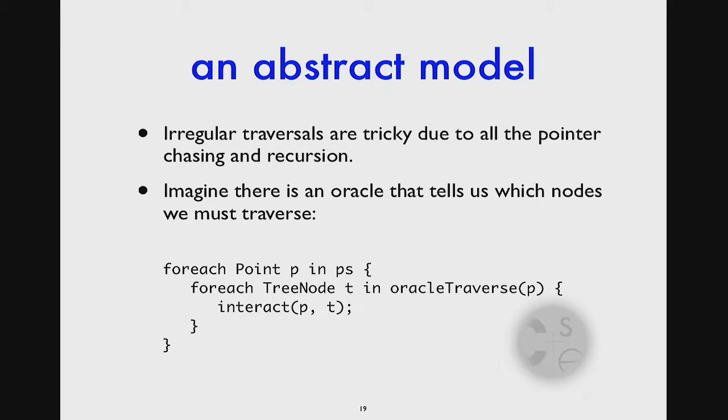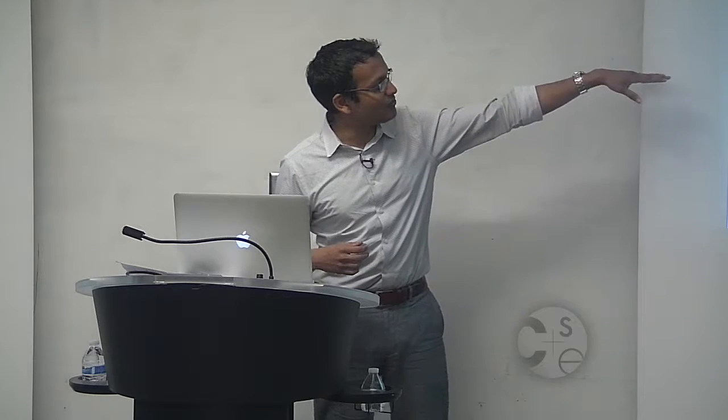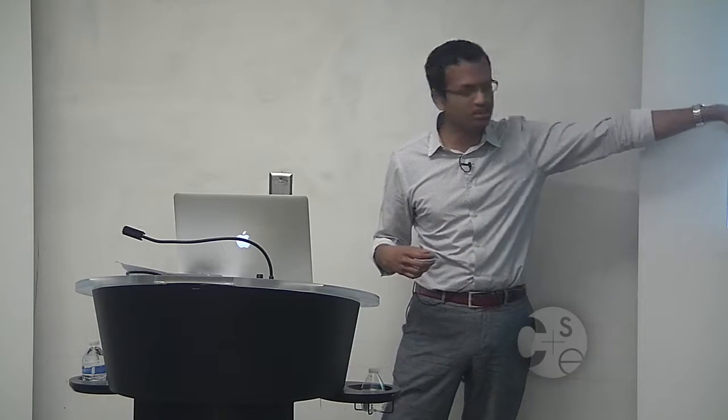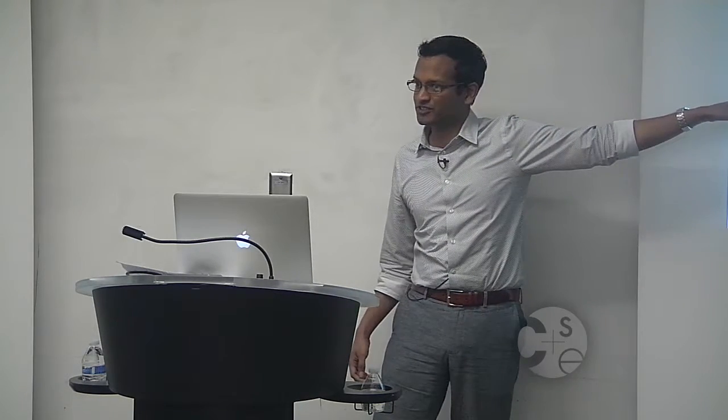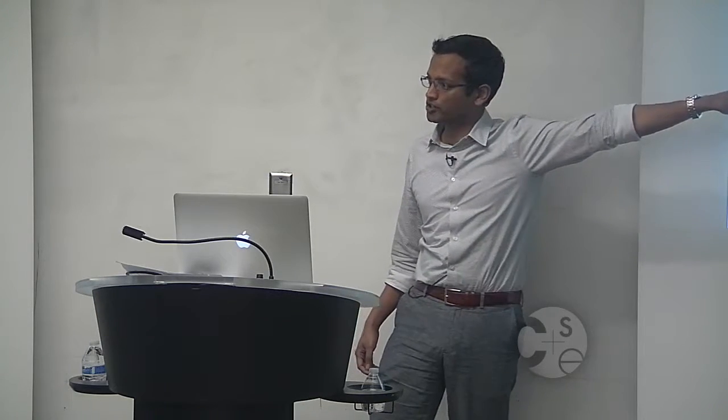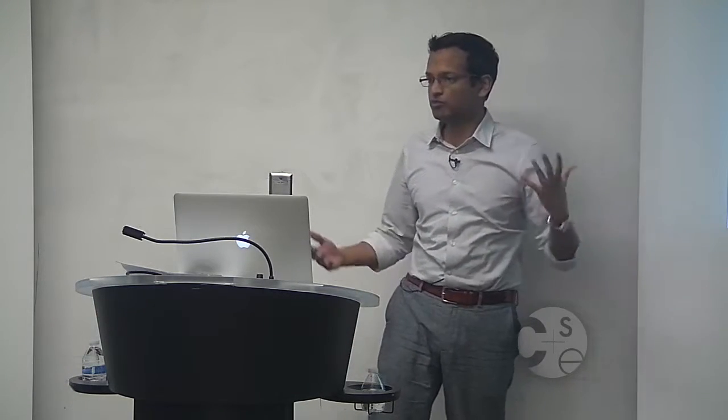And so this is my new code. It looks like a nice doubly nested loop. Every point asks the oracle what they want to interact with, and then they go off and interact with those nodes of the tree. This program, a doubly nested loop, touches exactly the same nodes of the tree. Of course, I've basically buried all of the recursion in the oracle, but we'll be able to ignore that, as we'll see.